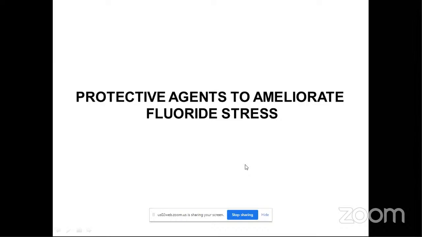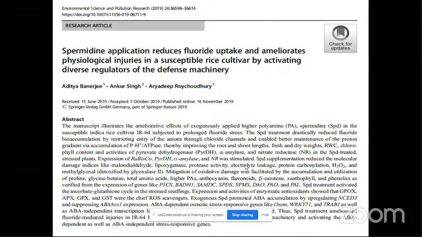One of the approaches which people follow is either you apply it exogenously in the form of foliar spray, or you can go for seed priming. That means you pre-treat the seeds with some protective agents and then expose the seeds to the stress condition. So we did exactly that, and I started with one of my very favorite protective agents, that is polyamines. These are all published works. I'm showing all my published works, basically.